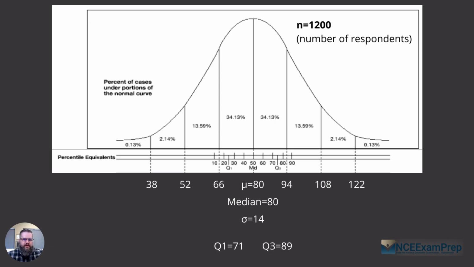So N is the number of respondents. This is the number of people that took the exam. So we've been given that number, which we will need in order to figure out how many scored above 89.